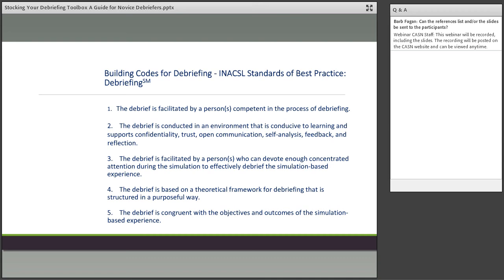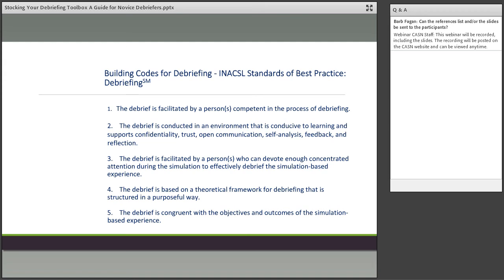The debrief is based on a theoretical framework. And like I said, no more of this flying by the seat of our pants or let's just go in a room and say, so how do you think that went? It's using a theoretical framework. We wouldn't send students to care for patients without understanding best practices. We shouldn't be educating with simulation without understanding best practices.